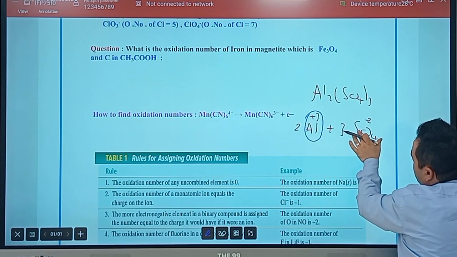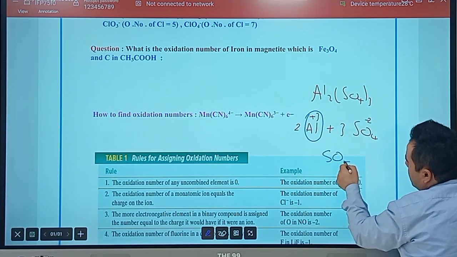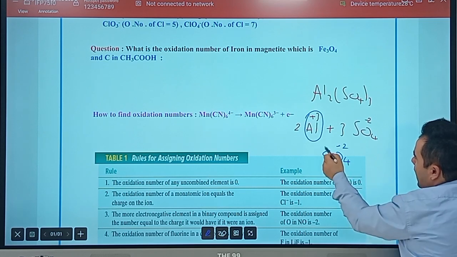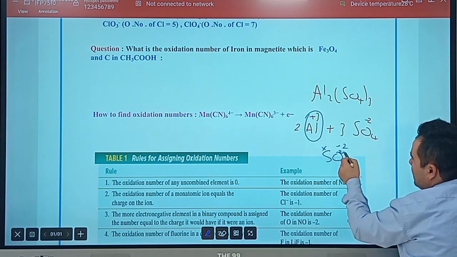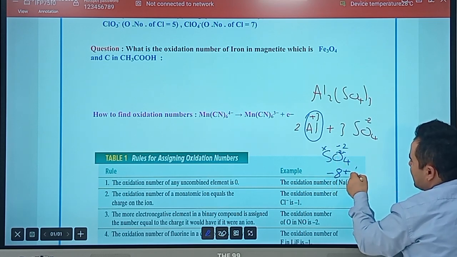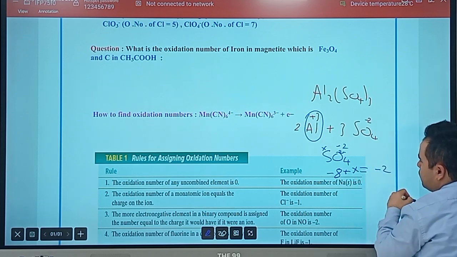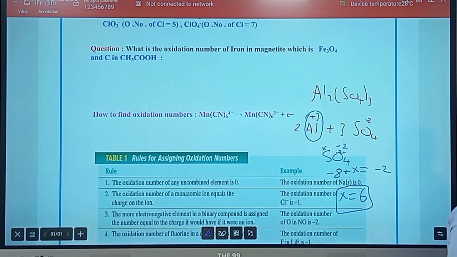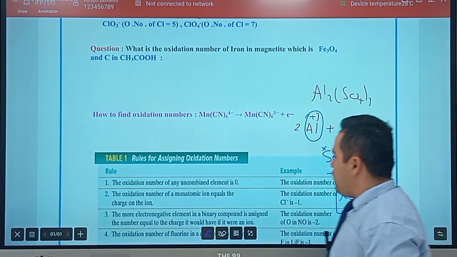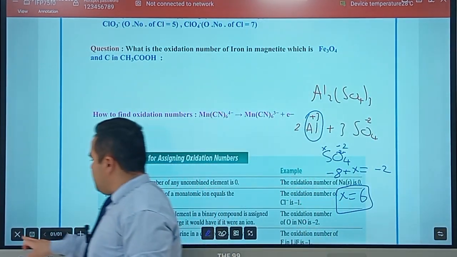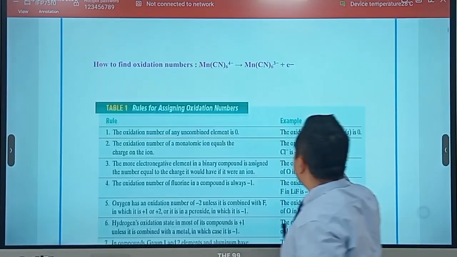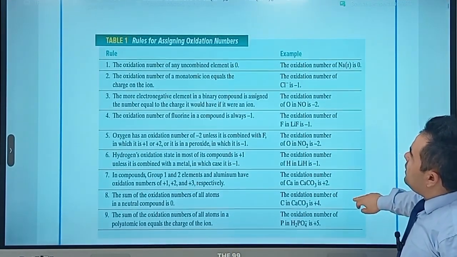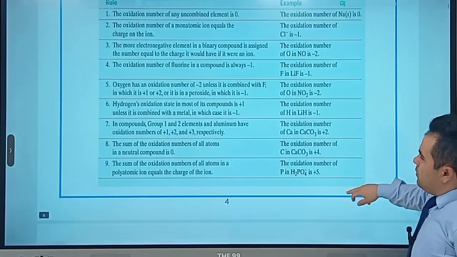The oxidation number of the sulfur can be calculated by using the polyatomic rule. 4 multiplied by minus 2 is minus 8, plus x equals minus 2, and x is equal to 6. That's how we can use both methods to calculate the oxidation number of the sulfur in this compound. This is Table 1, which represents the rules for assigning oxidation numbers, guys.